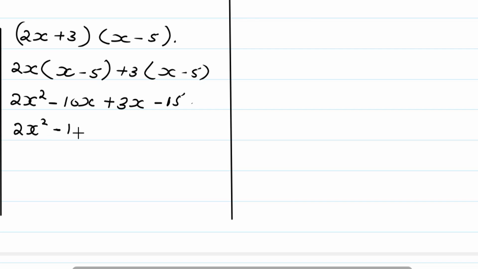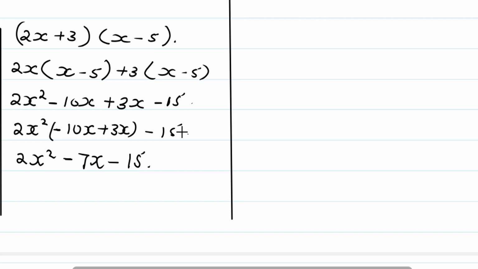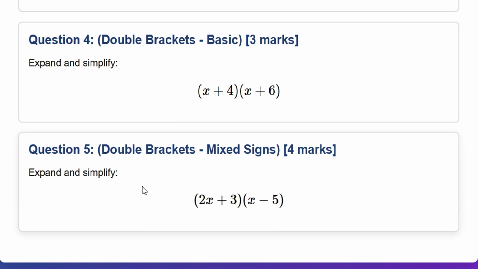minus 10x plus 3x, like that. That one I can put in brackets, then minus 15, because 15 doesn't have another like term. Then from there, I can say it is 2x squared, then minus 10x plus 3x, which will be minus 7x, then minus this 15 here. And that becomes the solution for this question 5.